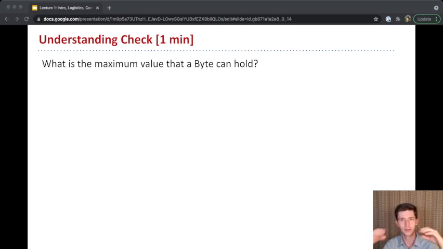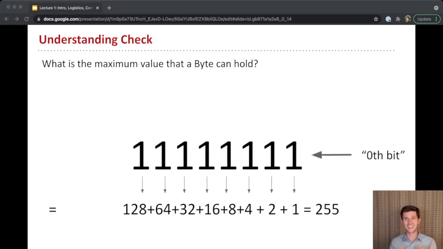Well, given that anytime you have a 1, you add the value that it represents, and anytime you have a 0, you don't include it, then the maximum value must be when the entire byte is made up of 1s. So all 8 bits in the byte have a value of 1. So if we do that and we add up all of their corresponding values, we get 255, which is the maximum value that a byte can hold.